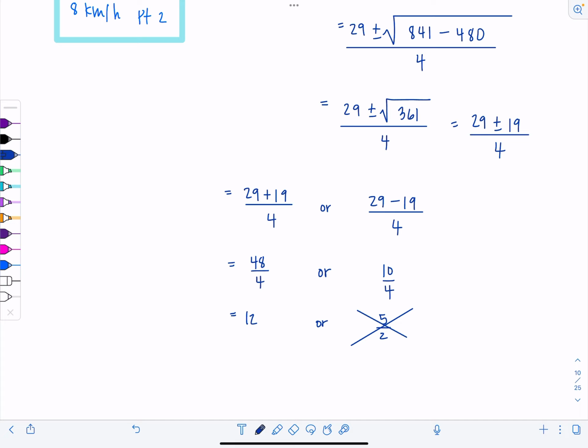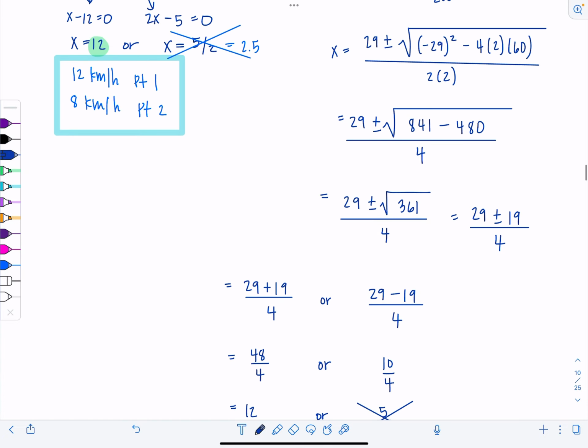Okay, the question did ask though, what was the speed on each part of the trip? So make sure when you answer the question, you say 12 kilometers per hour for part 1, and then 12 minus 4, which was 8 kilometers per hour for part 2. Okay, good.